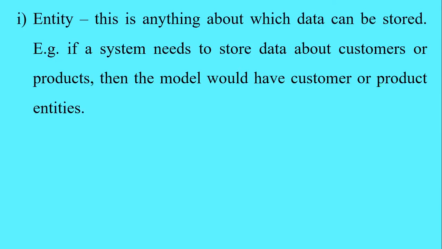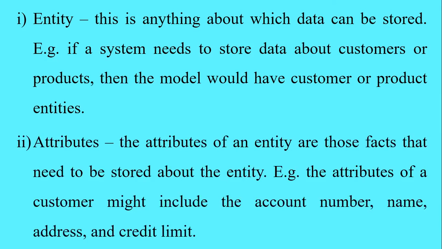Number one is entities. An entity in this context is anything about the data that can be stored. For example, if a system needs to store data about the customers or products, then the model would have customer or product entities.